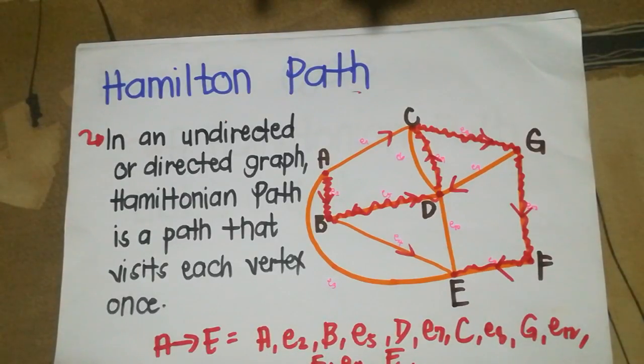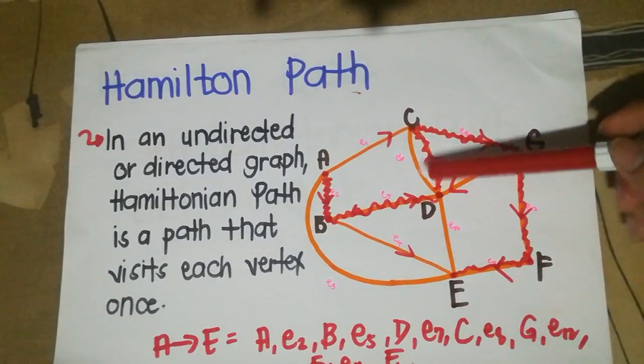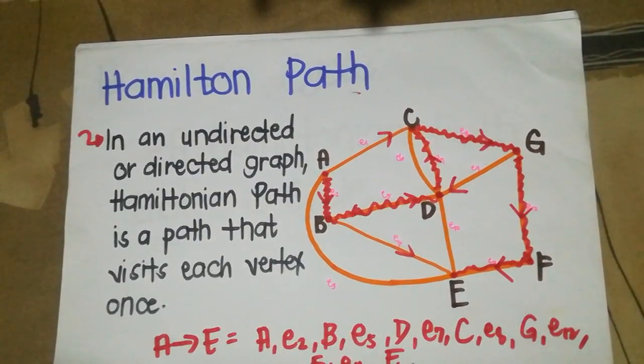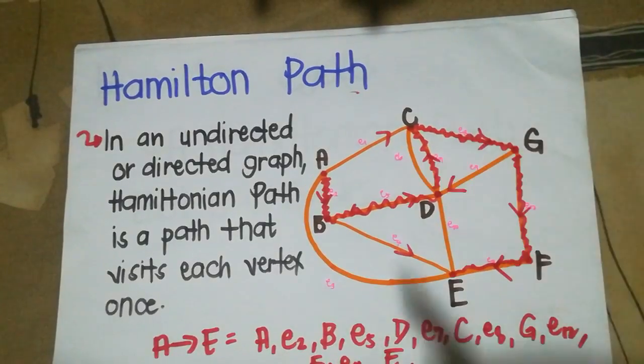So kung mag-deliver kayo ng goods sa ganyang klase ng geographical location, that is the best way for you to deliver the goods without touching or revisiting the same location or the same vertex. So if you want to pause it right now to check if there are any other possible ways that you can still do, of course, from A to B, from B to D, from D to C, okay lang yun. But the edge you will be using instead of E7 is E6. That will be fine.